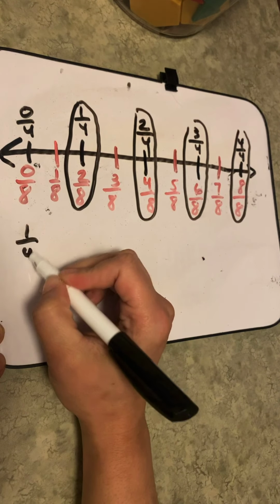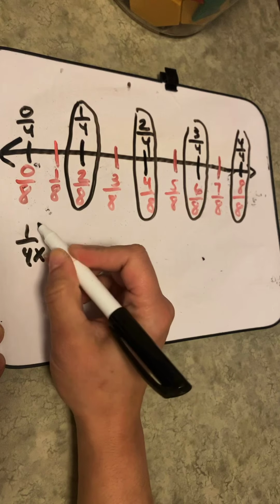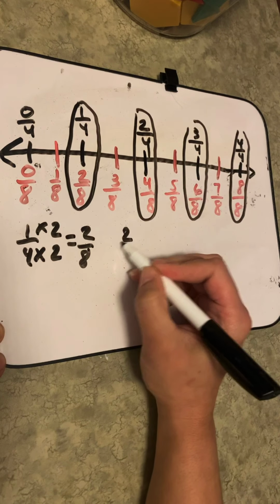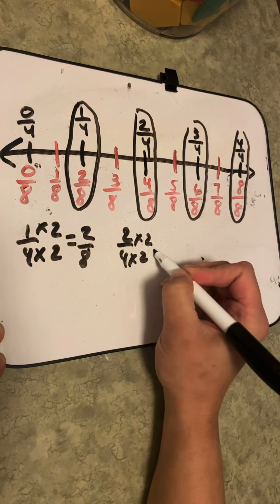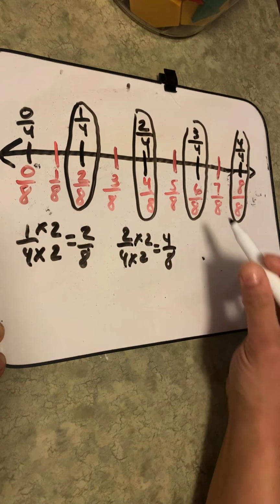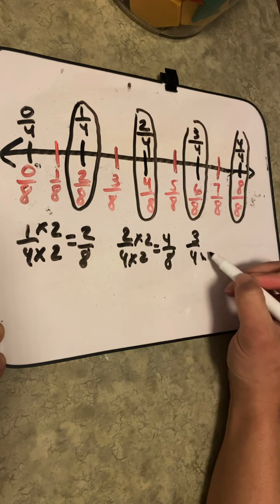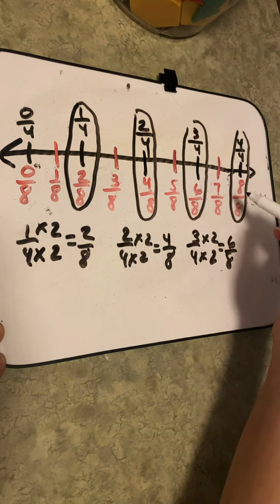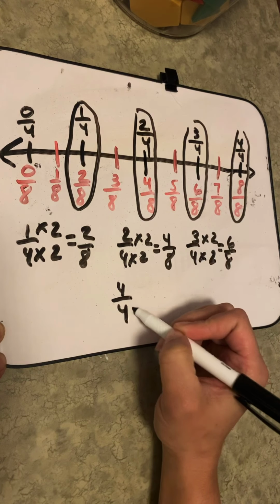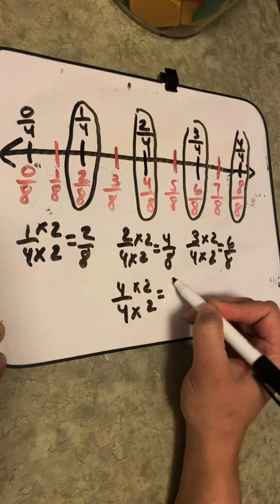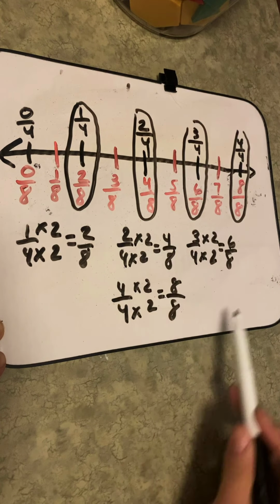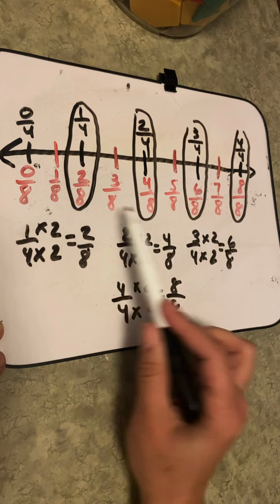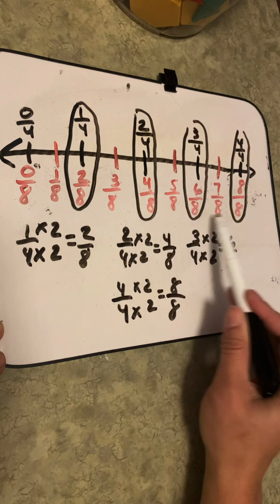So we can also prove it by doing 1/4 and multiplying the numerator and denominator by 2, and we get 2/8. We can prove this by multiplying 2/4 times 2 top and bottom, and we get 4/8, which you see here. This one, we can multiply 3/4 times 2, and we get 6/8, which you see here. And then the last one, 4/4 times 2, and we get 8/8. So the relationship is that these fractions live on the same location on this number line because they are equal to each other. Okay?